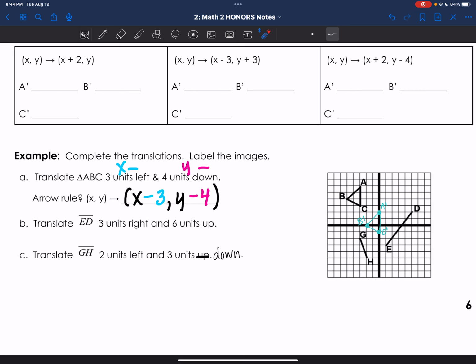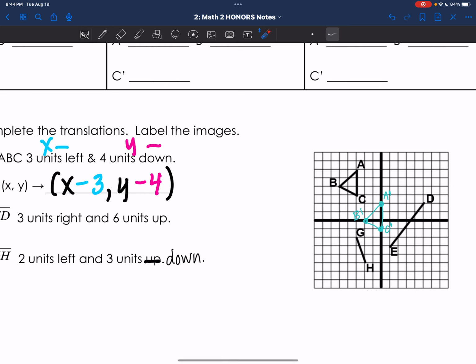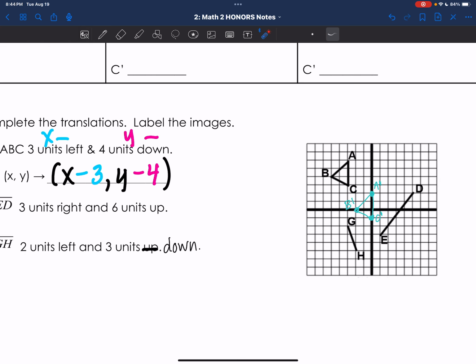So all I did over here on the graph is I took each point. So A, I'm starting with A. I'm going to go left 3. So I'm going to go 1, 2, 3, and then down. And I landed here at A prime. All right, and then I'm going to do the same thing.